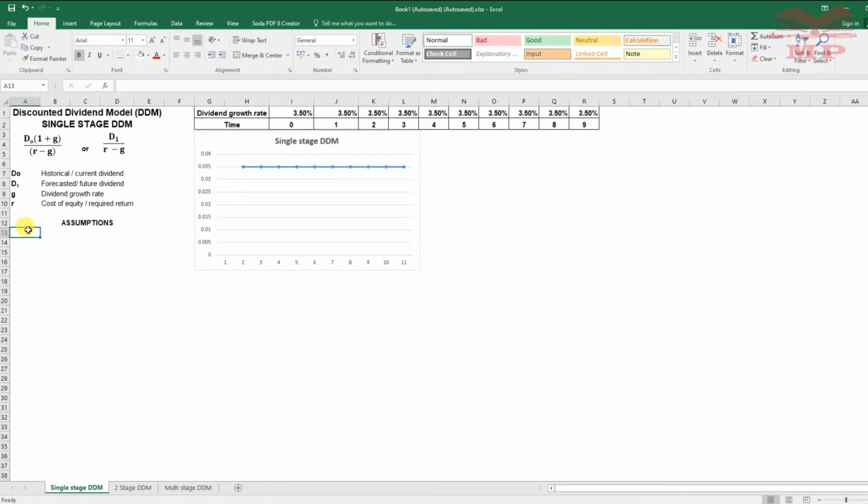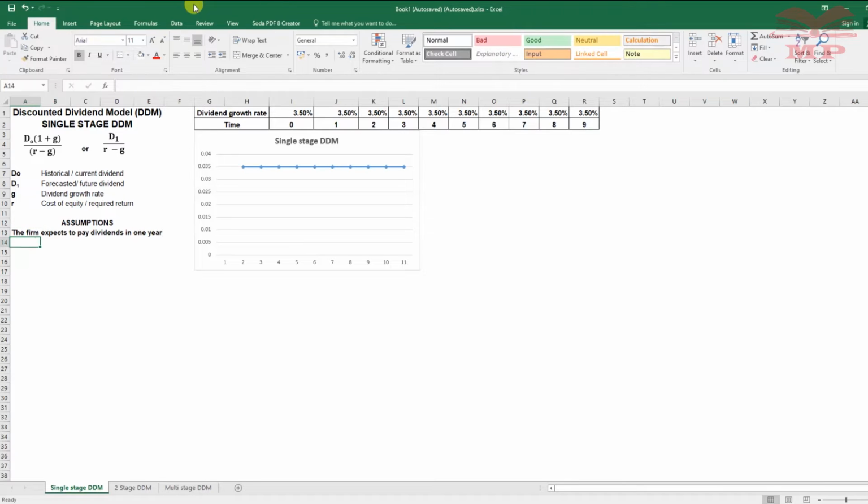So the discounted dividend model, or what we can call the constant growth model, was developed by Gordon. Under the single stage model, it assumes that the firm expects to pay a dividend in 1 year. So we can write that the firm expects to pay dividends in year one.